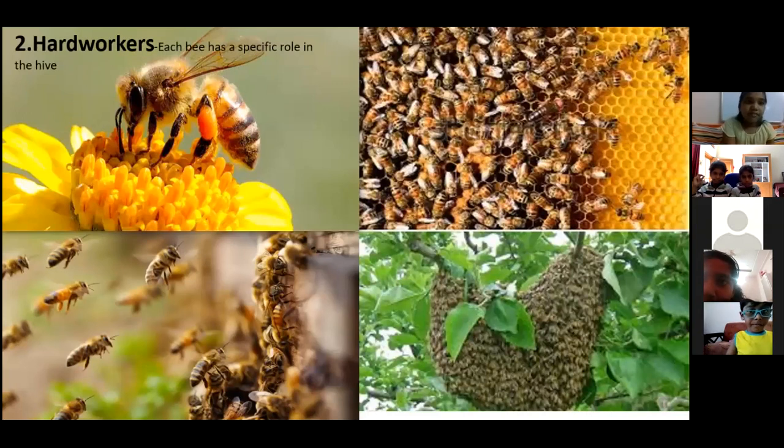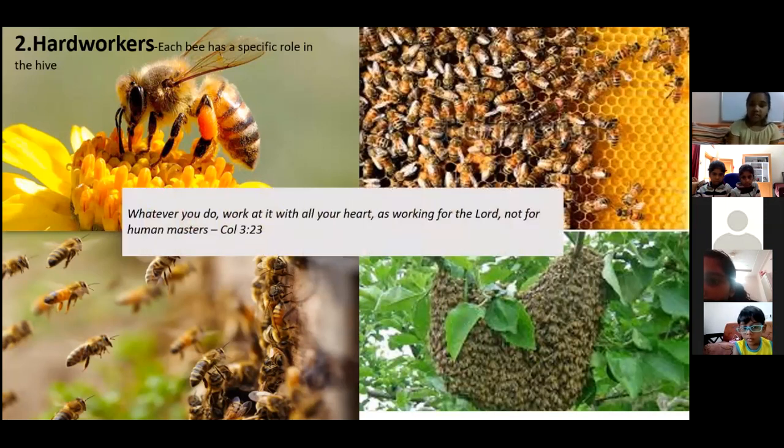Then they are hard workers. Each bee has a specific role in the hive. They do not get confused about who has to do what. Each bee knows what to do, and they carry that task out. This small beehive is surprisingly complex. In its simple form, there is a queen, drones, and workers. Whatever you do, work at it with all your heart, as working for the Lord, not for human masters. Colossians 3:23.